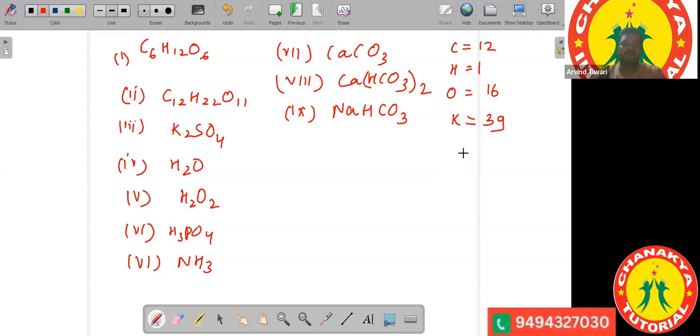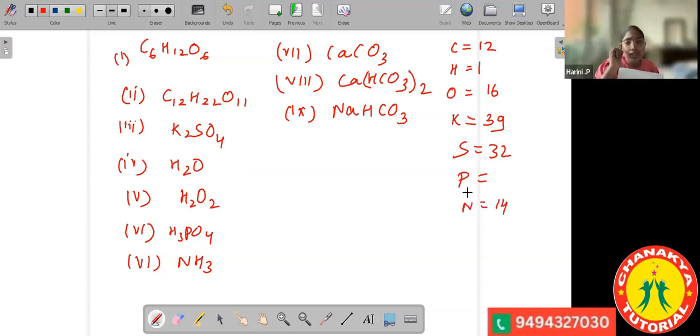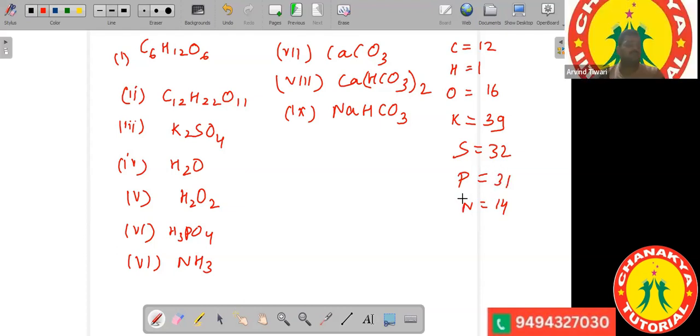Okay. And sulfur is 32. Phosphorus. What is the atomic mass of phosphorus? So phosphorus is 30.9, 31. I will be checking everyone. Just solve it.